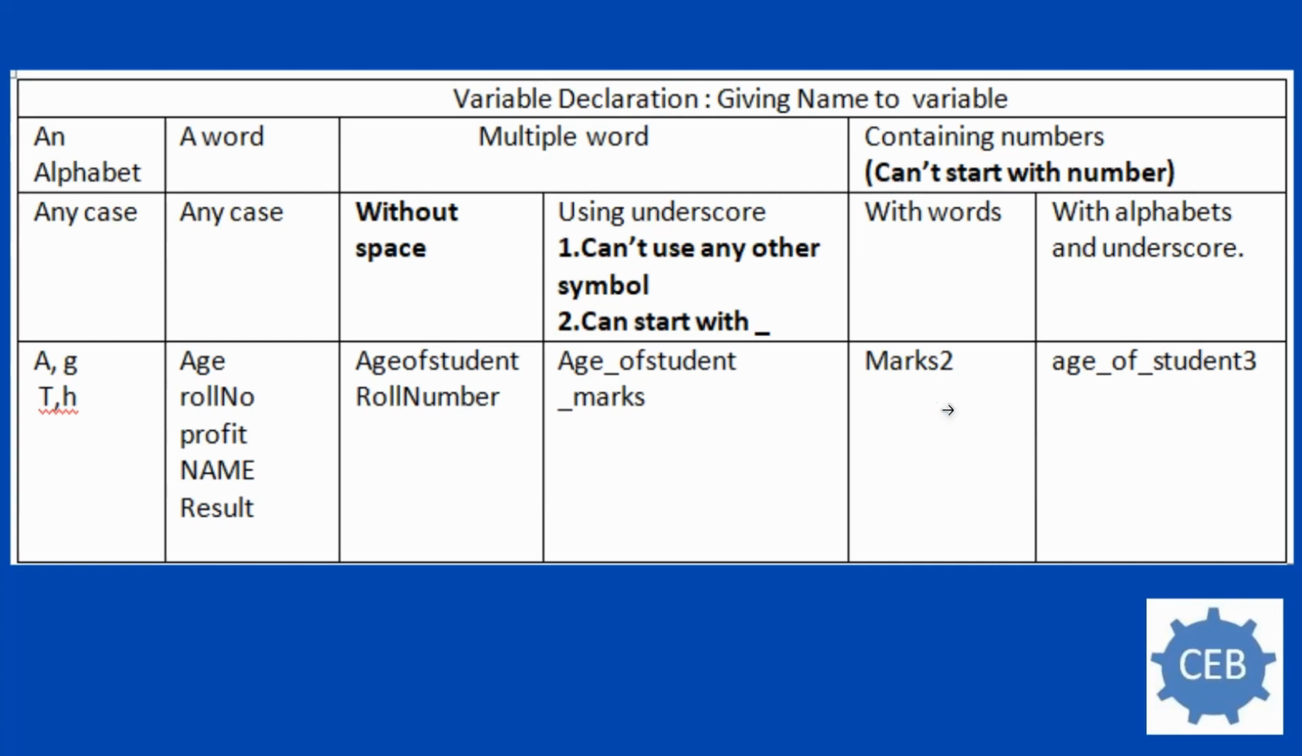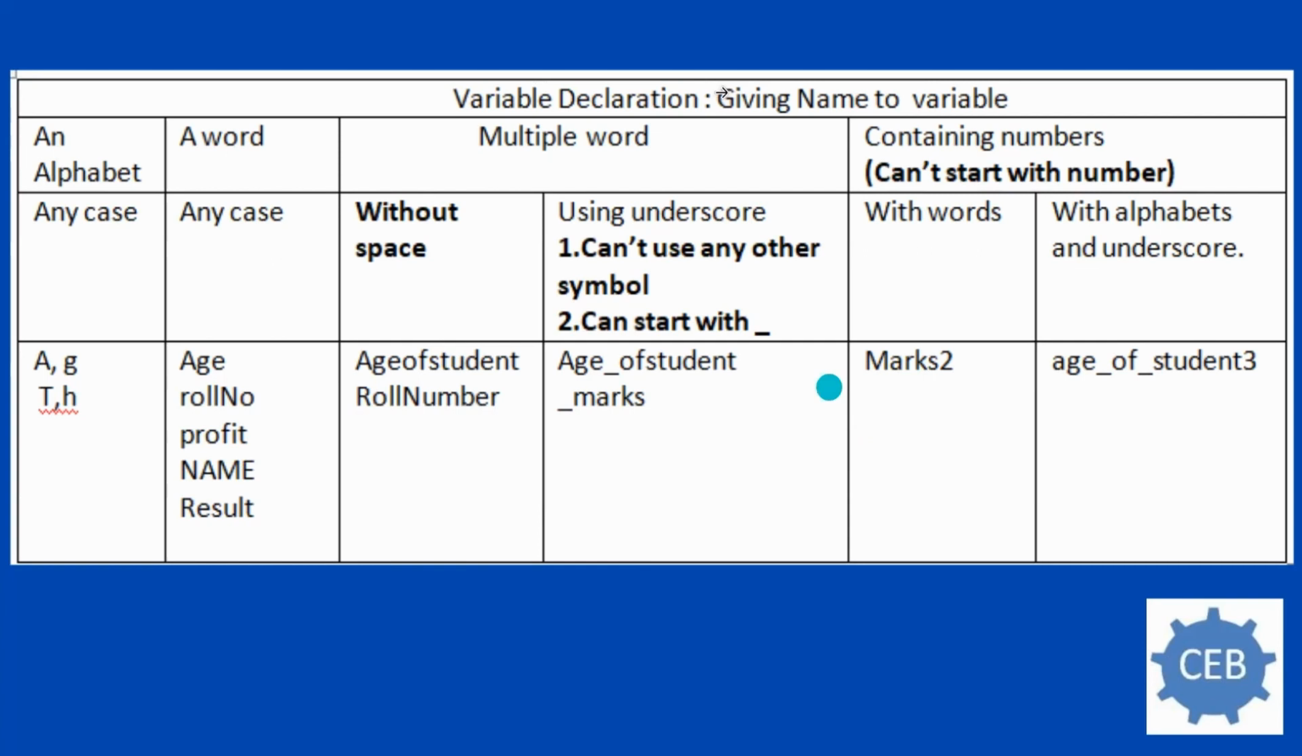If you want to include a number in your variable, then we can put it inside the variable name. For example, marks2, in which the number is present at the end. We can write m1arks within the variable name, but the number cannot be present at the first position of your variable name. So these are the rules for writing the name of a variable.